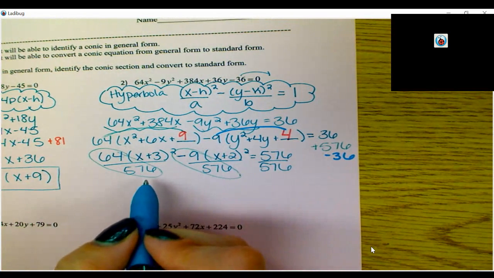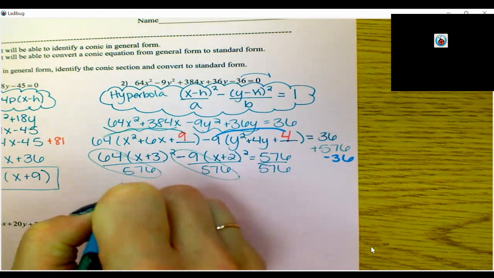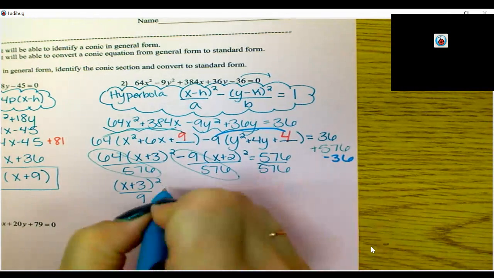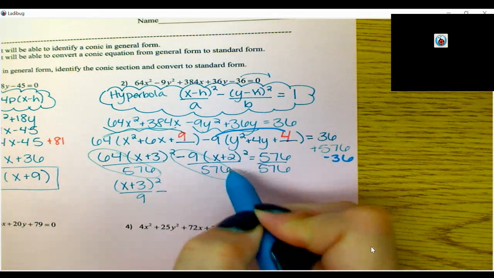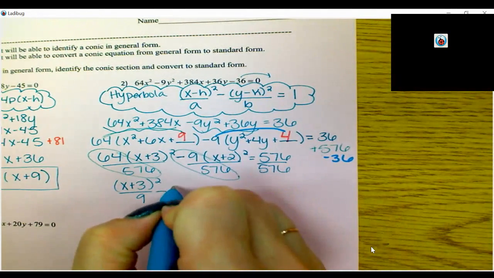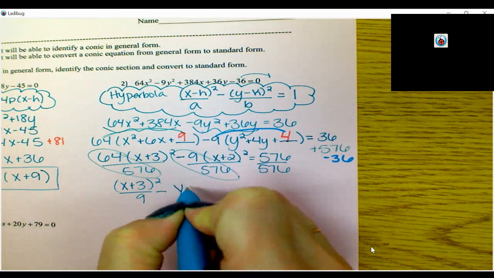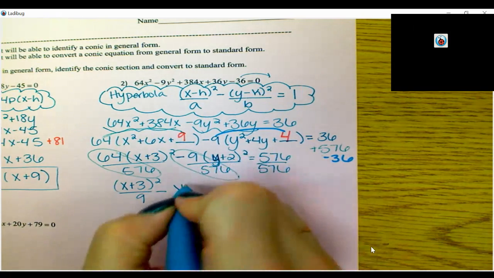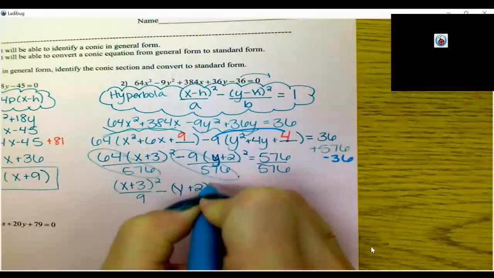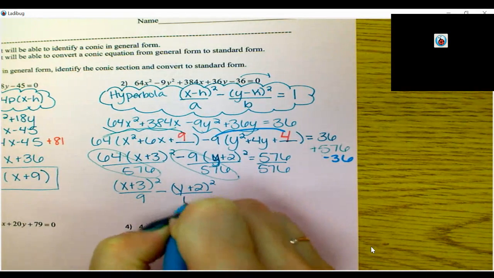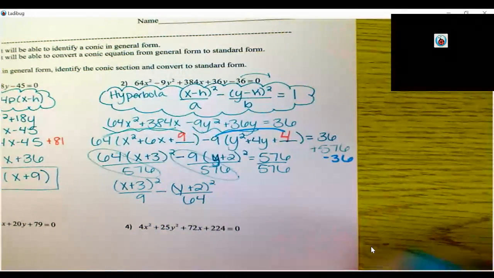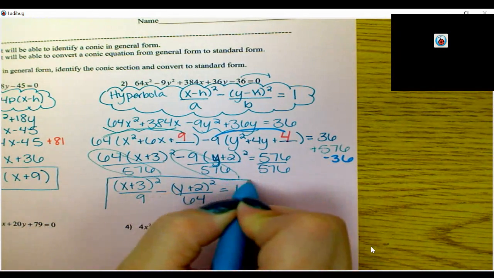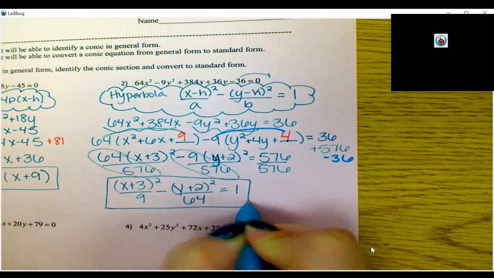64 over 576 simplifies to 1/9. So I'm left with x plus 3 squared over 9 minus 9 over 576 simplifies to 1/64. So I'm left with y. Oops, this was supposed to be a y up here. y plus 2 squared over 64 equals 1. And this then is in the standard form for a hyperbola.